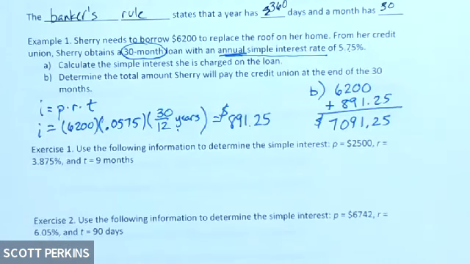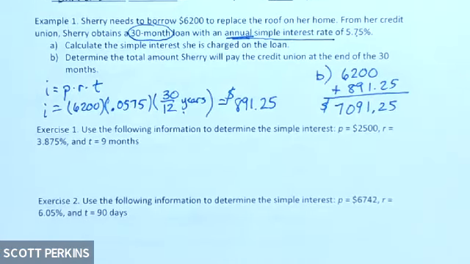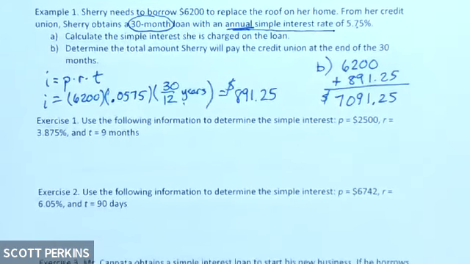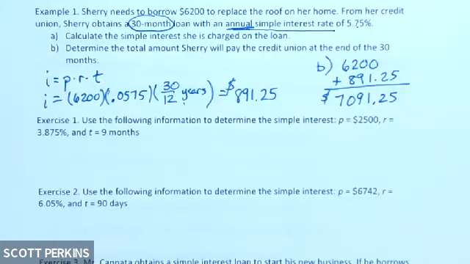So the next few problems we do are just here to reinforce the simple interest formula. Whatever questions, comments, concerns you have about this, let me know. Exercise 1 is very straightforward. I didn't even take the time to make up a fake problem from it. I want you to use this information to calculate the simple interest. The principal is 2,500. The rate is 3.875%. Notice I didn't say whether it was an annual or a daily or a monthly, so assume it's an annual rate. And then the time is 9 months.